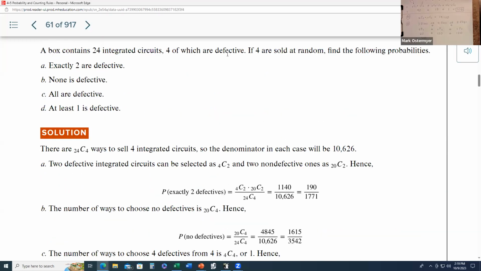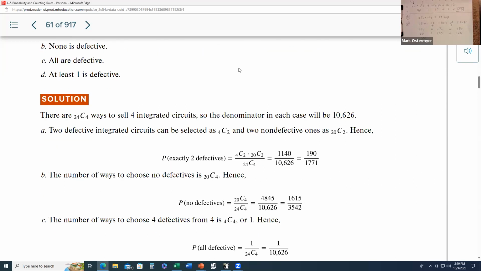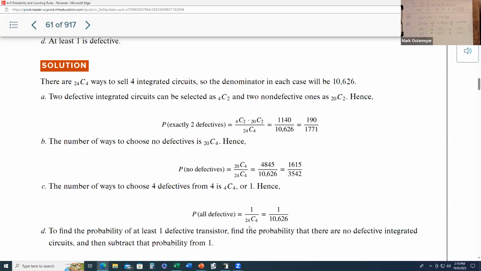Well, as we got 4 defective boards, the number of ways you can sell all defective boards would be 1 way, right? If you just sell all the 4 bad ones. So that's going to be 1 way divided by how many different ways can you sell 4 boards from 24? Order doesn't matter. 10,626. So 1 divided by that would be the probability of selling all bad boards.